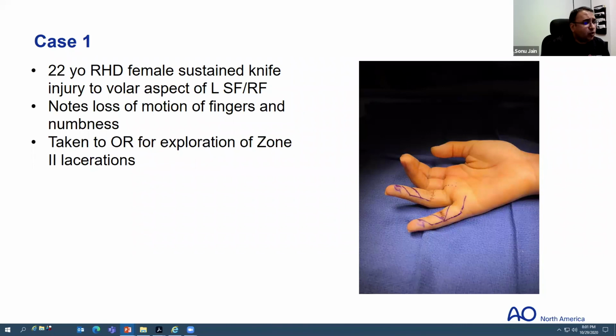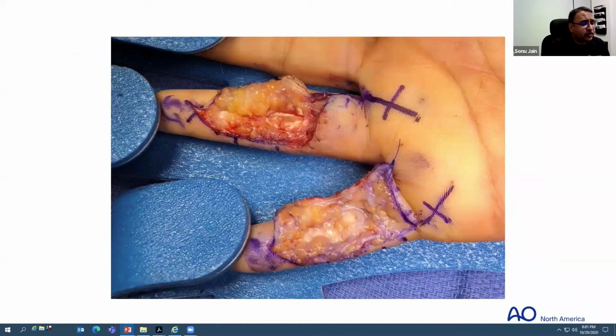So she went to the operating room, and she had a complete laceration, zone 2, of the FDP and FDS of the small finger, the complete FDP of the ring finger, and a partial laceration of the FDS in the ring finger. The ulnar slip was completely lacerated. The radial slip was intact. You can actually see that right here. She also had a lacerated ulnar digital nerve of the small finger, which I repaired.